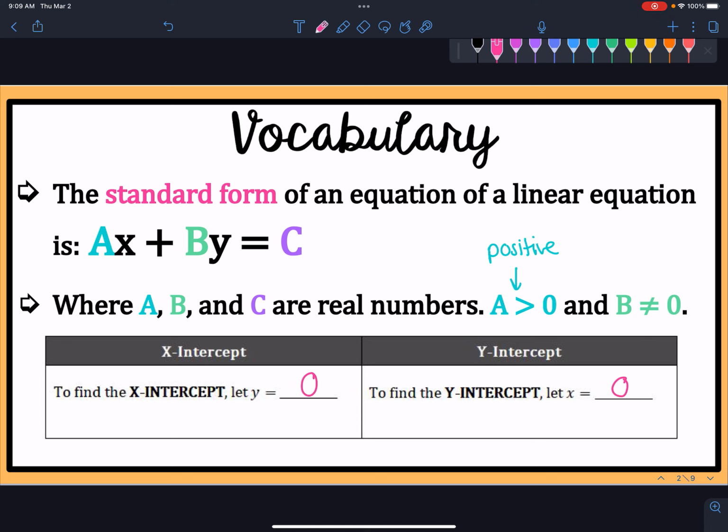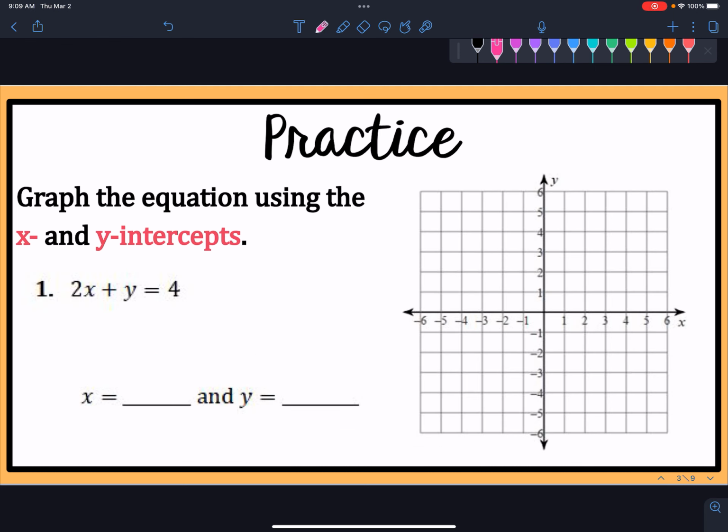So let's do some practice with graphing. We are going to graph the equation using the x and y intercepts. So that tells me I have to solve for x and y. And to do so, I'm going to write the equation twice, but each time, I'm going to either replace x or y with 0. So if I'm going to solve for my x-intercept, I'm going to replace y with 0.